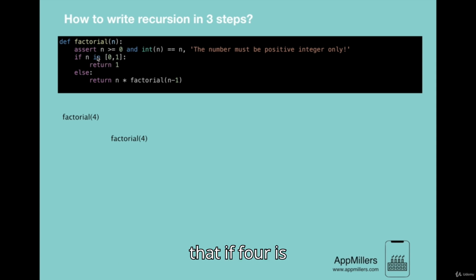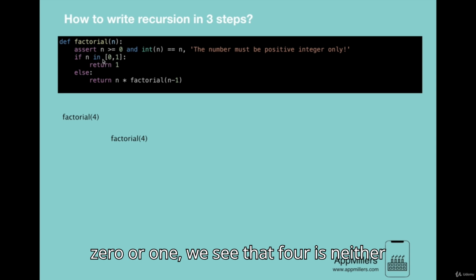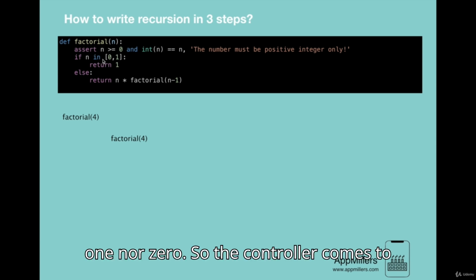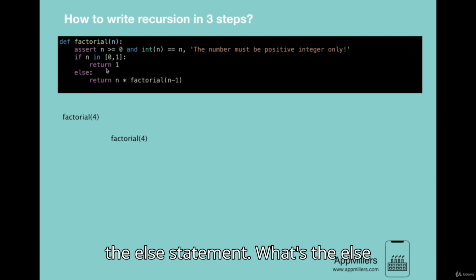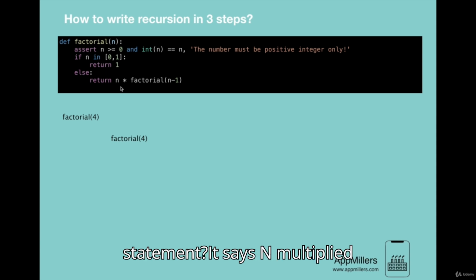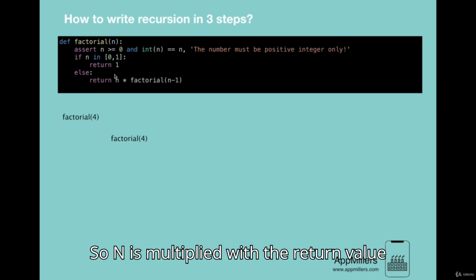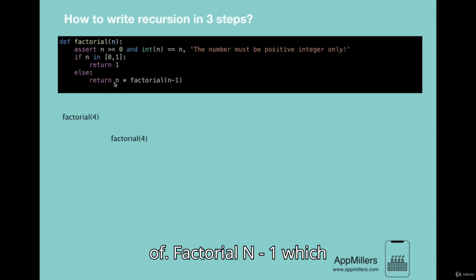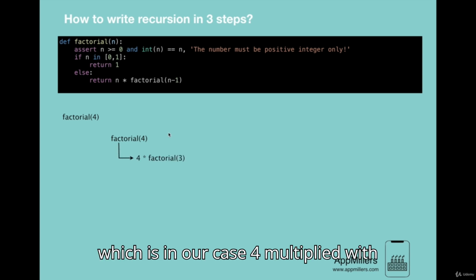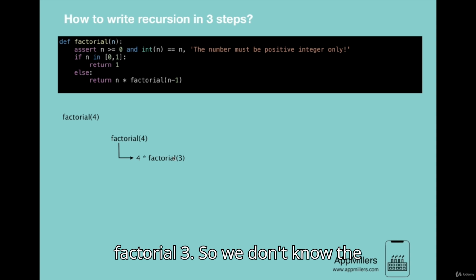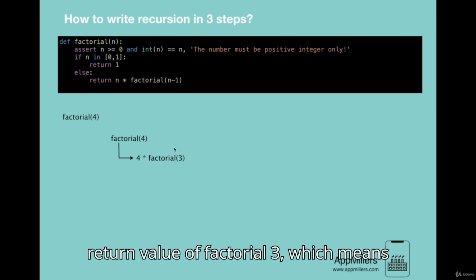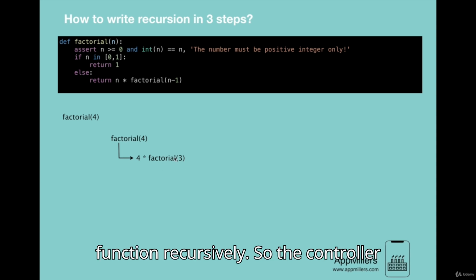In the next case, we are checking if 4 is 0 or 1. We see that 4 is neither 1 nor 0. So the controller comes to the else statement. What's the else statement? It says n multiplied with factorial n minus 1. So what's n right now? It is 4. So n is multiplied with the return value of factorial n minus 1, which in our case is 4 multiplied with factorial 3. We don't know the return value of factorial 3, which means that our controller will call this function recursively.